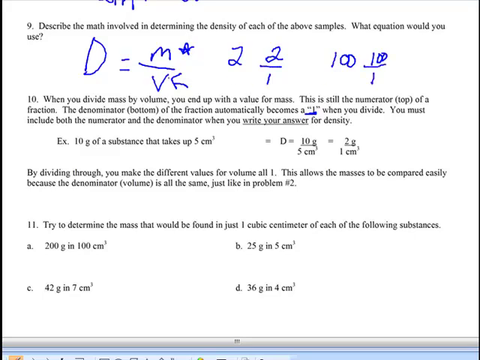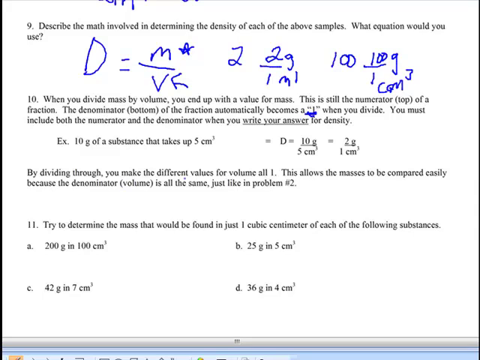So whenever you see density, you're always thinking that. It's not just 2 grams, it's 2 grams per 1 milliliter. It's not just 100 grams, it's 100 grams per 1 cubic centimeter. Okay, or whatever unit we happen to use for volume. So when you divide through, you get a number on top, and then the bottom is going to be a 1. You must include both the numerator and the denominator when you write your answer. So if you have a problem that says 10 grams of a substance takes up 5 cubic centimeters, you're going to do mass divided by volume, 10 divided by 5, and I know you all know 10 divided by 5 is 2, but it's going to be 2 grams over 1 cubic centimeter. Okay, put the 1 down at the bottom.